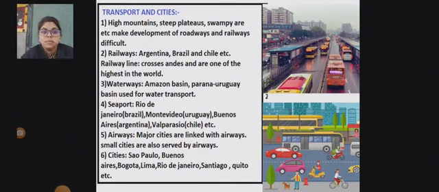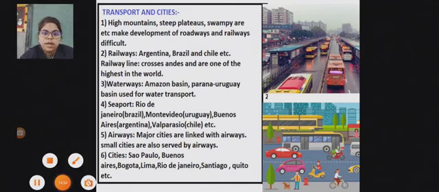Let's talk about some popular cities of South America: Sao Paulo, Buenos Aires, Bogota, Lima, Rio de Janeiro, Santiago, Quito, etc.